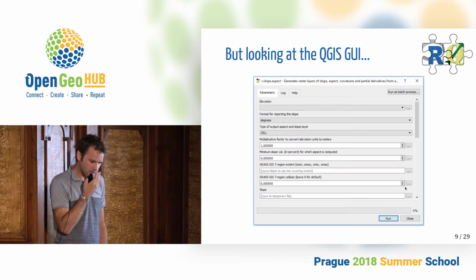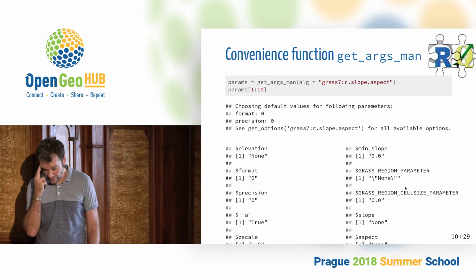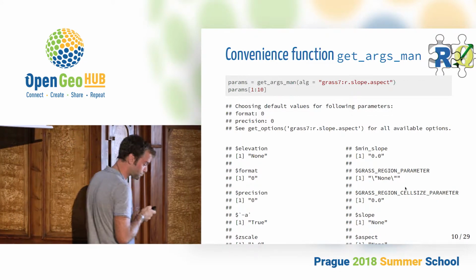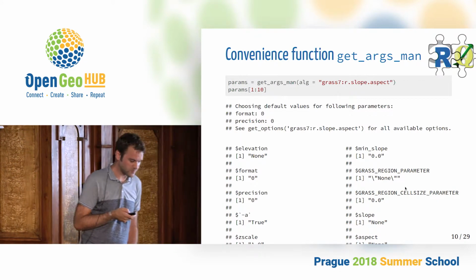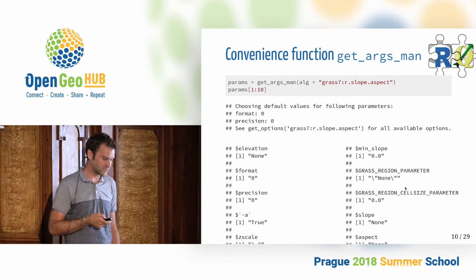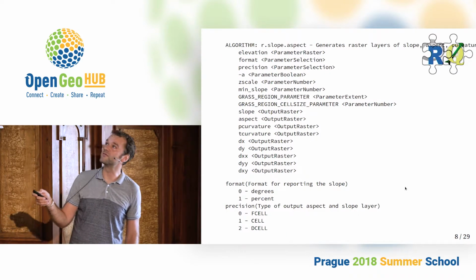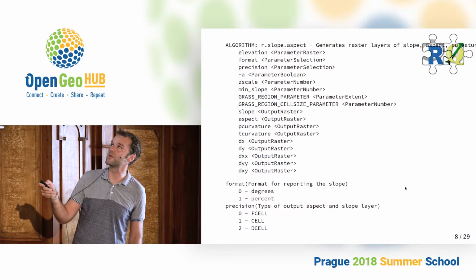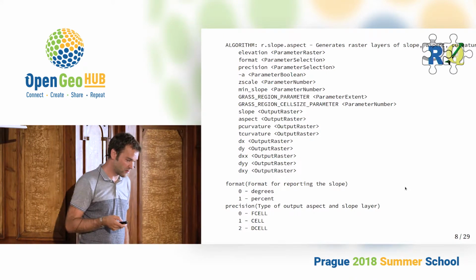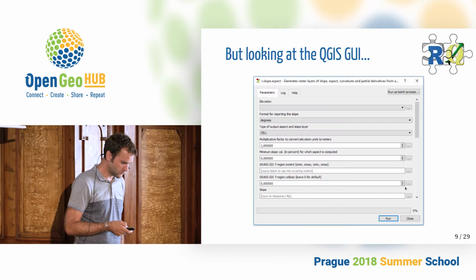Anyways, we can use get_args_man to collect all function parameters and corresponding default values, and then we just have to specify the parameters which are of interest to us. For example, here in this case, there are many different output rasters, but maybe we are just interested in the slope raster and not in all the curvatures and aspect things.